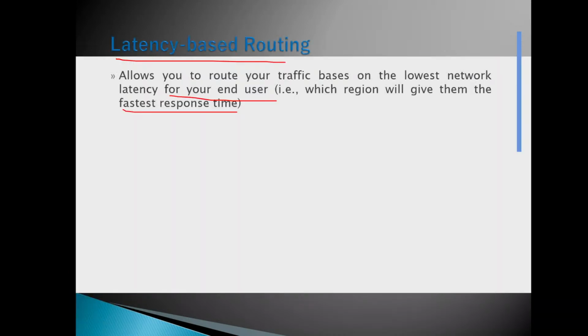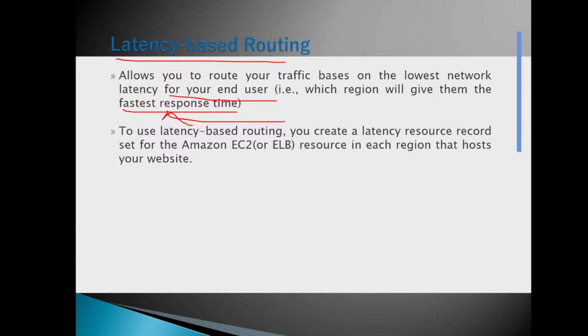So this allows you to route your traffic based on the lowest latency for your user end. Which region will give them the fastest response? To use latency based routing, you create a latency resource record set for the Amazon EC2 machine resource in each of the regions that host your website.